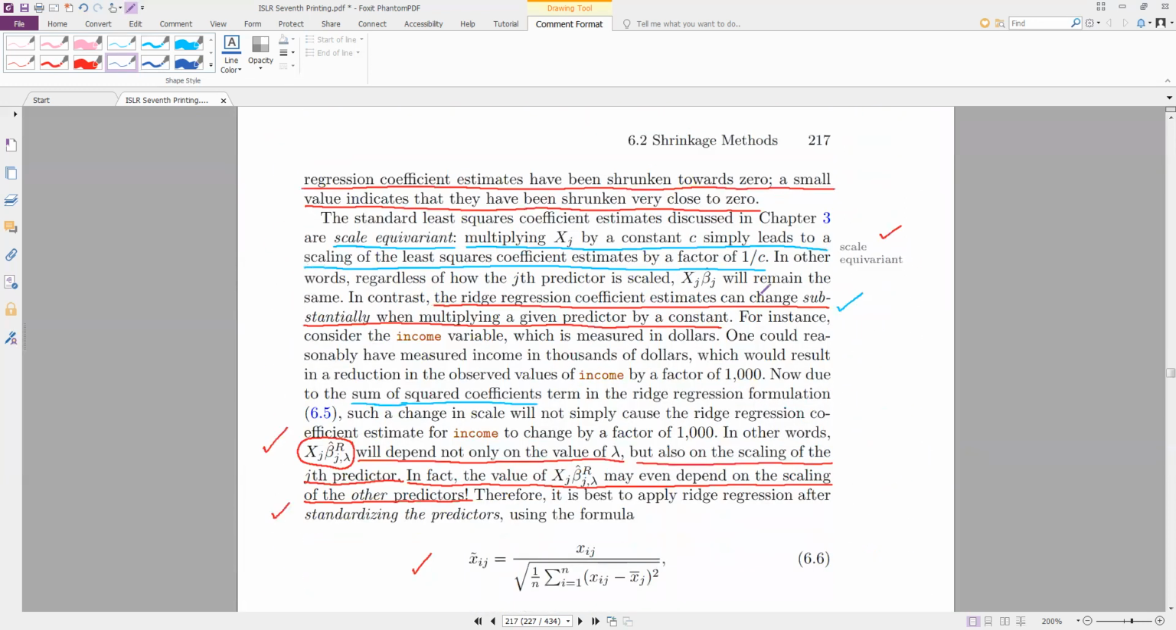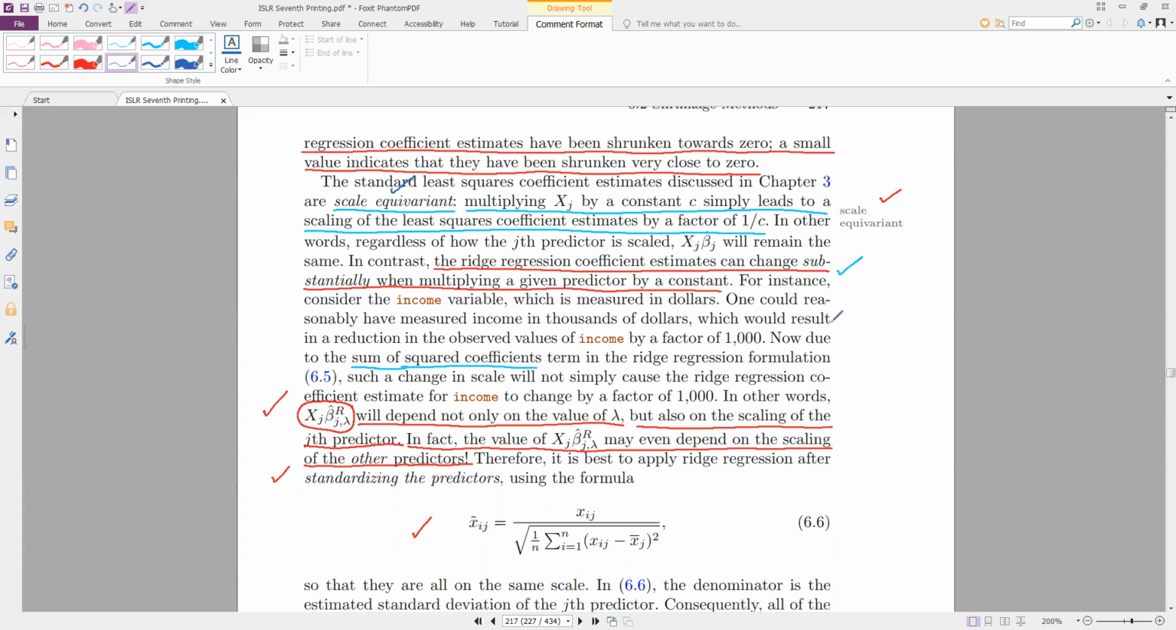So all of this we just talked about up here. Another thing to mention quickly is that least squares coefficients are called scale equivariant. So if we multiply x by a constant, it rescales the coefficient estimates. Ridge regression can change quite a bit when multiplying a given predictor by a constant. So we have to be aware that the actual scaling of the predictor variables matters in ridge regression, which is kind of interesting, right? Because we usually don't think of scaling as mattering very much in least squares regression.